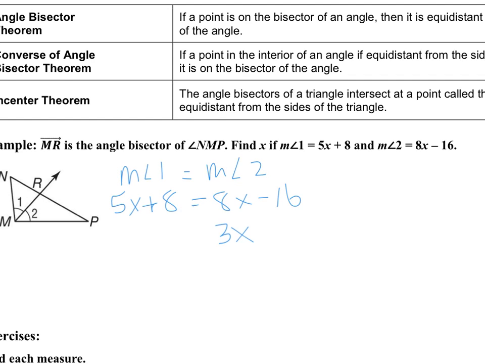Again, if I subtract 5x, that gives me 3x on the right, and I'm going to add 16, which gives me 24 on the left. And when I divide by 3, I get x equals 8. So that's my answer there, just using that angle bisector theorem.